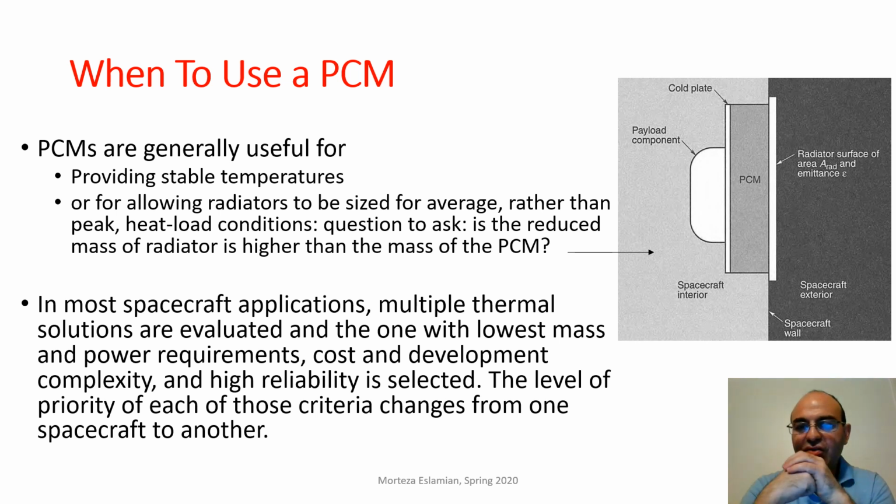So the question is, is the reduced mass of the radiator higher than the mass of the PCM? Because let's say if you size the radiator smaller than what it should be for the corner cases, how much mass can you save? Is it less than the added mass of the PCM? How about the cost, the complexity, and so on?